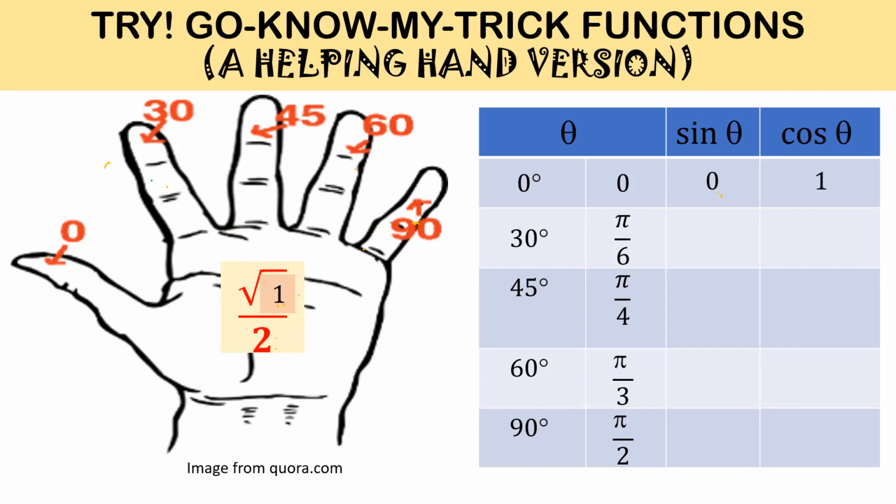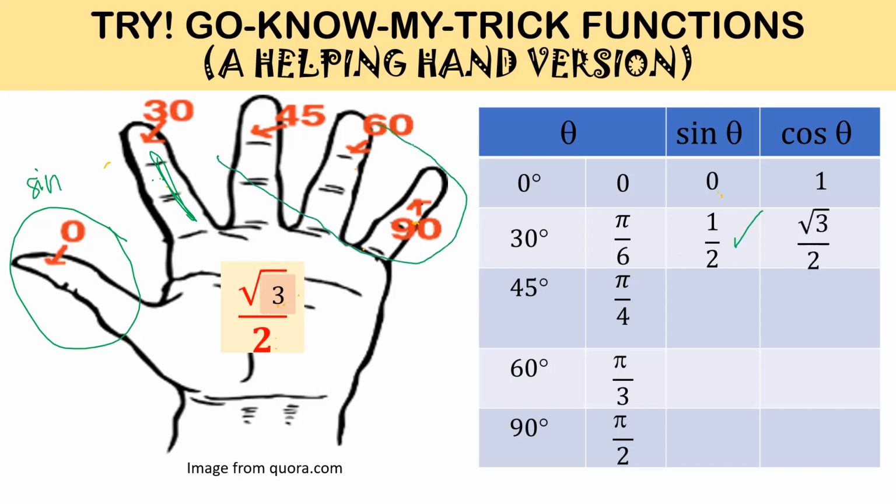So, pag finold natin itong 30, this one will be folded. Ito yung magiging number of fingers on the left. That will represent the sine function. So, 1. There's 1 finger. So, square root of 1 is 1. That's why you have 1/2. Ito yun. Tapos, for the other side, ito naman yung cosine. That will be 3 fingers. Kaya square root of 3 over 2. Yung cosine ng 30 degrees.